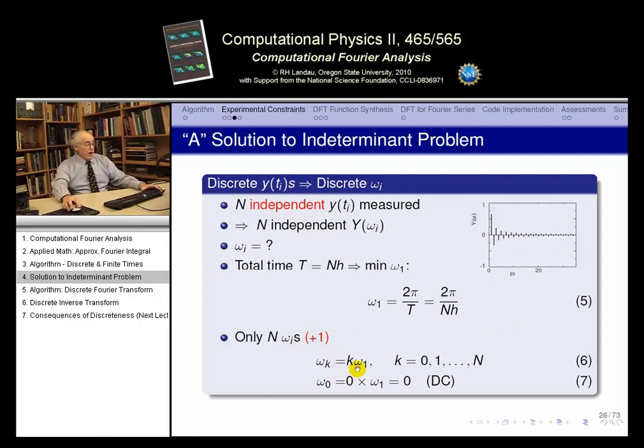We know omega 1, that's 2 pi over t. And then we know omega 0, the DC component, is just 0. And then all the other omegas are just an integer k times omega 1. And k, you can say, varies from 0, but 0 just always gives us 0 frequency, the DC component, all the way up to n, which gives us the highest frequency we can measure in the signal. So pretty neat. That's what has to go through.